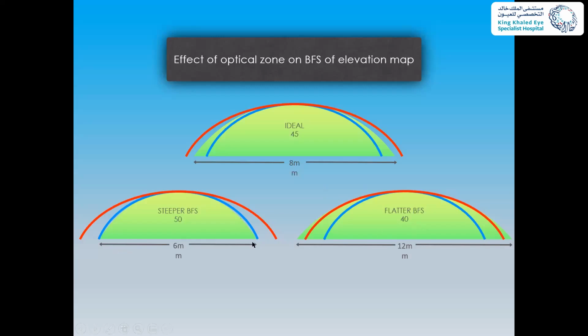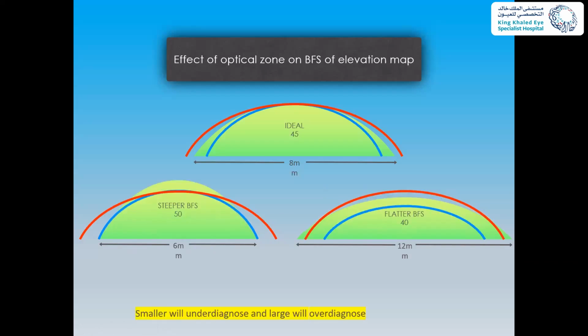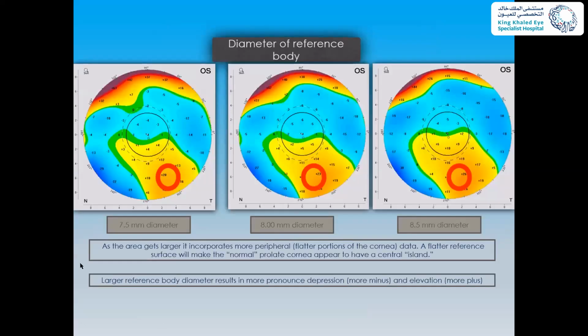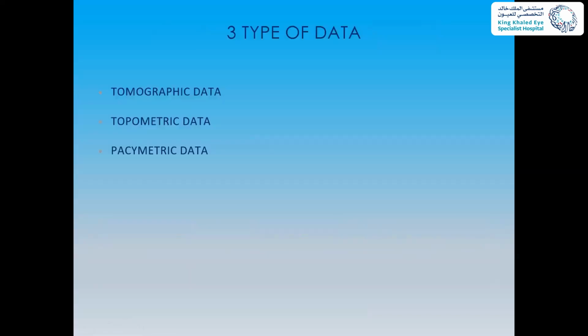Similarly, if we decrease the size of the optical zone, the best sphere fit from the center will be, because there's a steeper cornea, 50, which means that if you go for a larger optical zone to calculate the best sphere fit, you will overdiagnose keratoconus. And if you are using a smaller optical zone for best sphere fit, you will underdiagnose. So hence 8 millimeter is taken as standard. So this is a good example. Here you can see a posterior elevation is 20 with 7.5, which increases to 26 when we go to 8.5 millimeter.